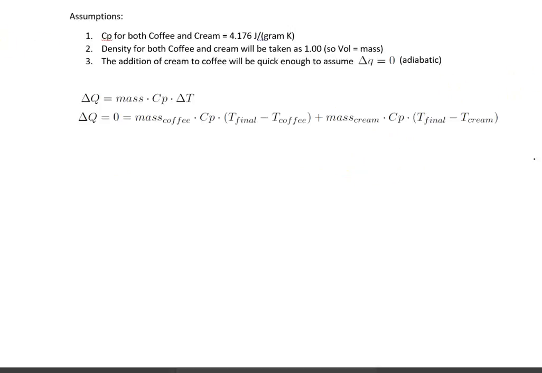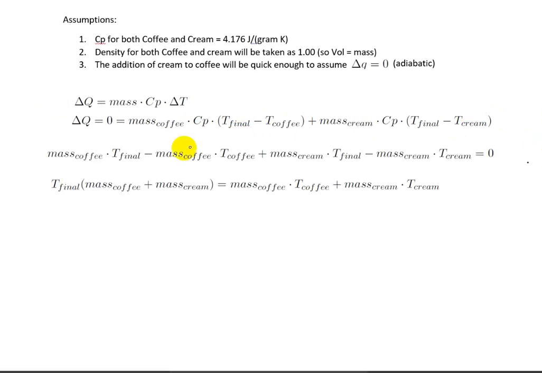All right, the first task is to calculate the final temperature, and we are going to use delta Q is mass times Cp times delta T. And this is cumulative, so since we know delta Q is 0, that's our adiabatic condition, we can say the mass of the coffee times its heat capacity times the final temperature minus the coffee temperature, that's the delta T. And then we can do the same thing for the cream, the mass of the cream times the heat capacity times the final temperature minus the temperature of the cream. Furthermore, because Cp is common to both of them, we're going to be able to cancel that out.